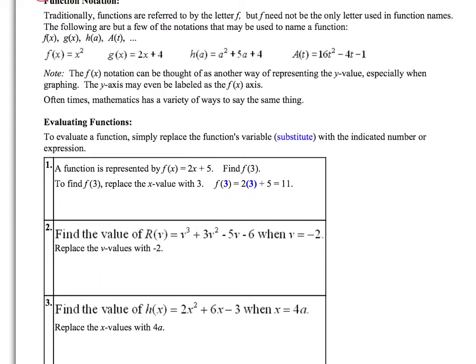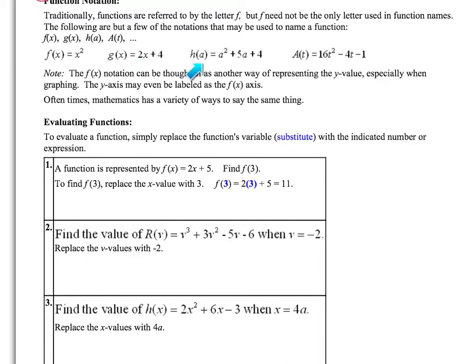F of x equals x squared. That's the same as y equals x squared. They're just using f of x instead. Notice what's inside the parentheses will match the letter that they use in the problem. So g of x is equal to, say, 2x plus 4. Notice again the letter x is used in the equation itself.